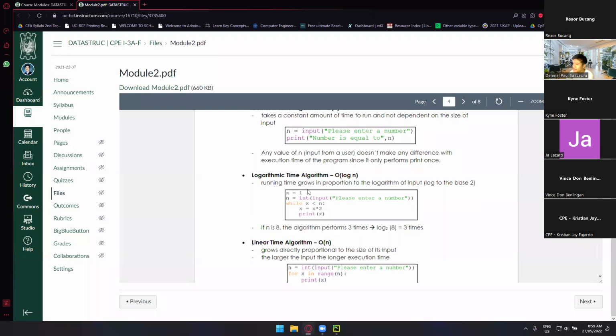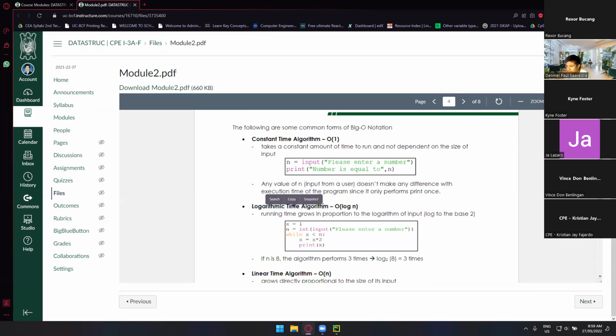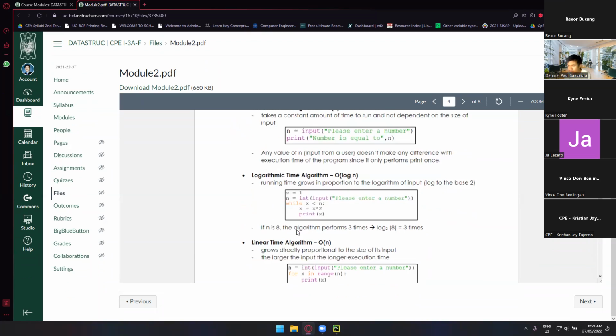As you guys can see, the bigger the number, or let's say the bigger the input, the longer it will take for this algorithm to perform. So depending on the amount of numbers, that's the time that it will consume. Okay, so this is one example of a logarithmic time algorithm, using big O notation. Are we clear so far with this logarithmic time algorithm? Yes, sir.